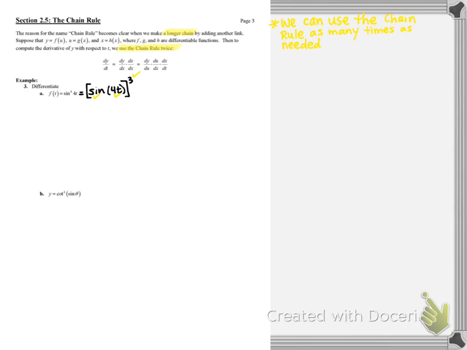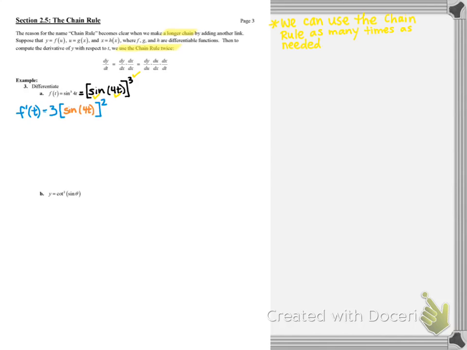So if we take a look at this, this actually has, let me rewind for just 1 second. This actually has 3 chains. One is the 3, one is the sine, and one is the 4x. So this is a case where we will have to do the chain rule twice. So f prime of x is equal to, so first we take the derivative of the outer. We deal with the 3 first. Bring the 3 down, take that exponent to 2, and then we're going to leave the inside the same.